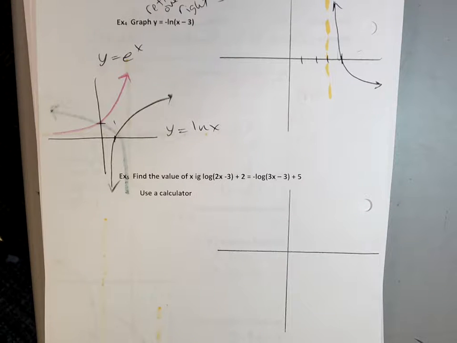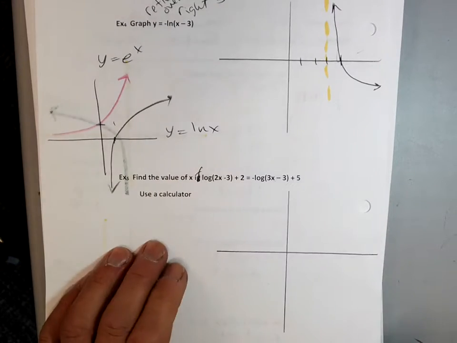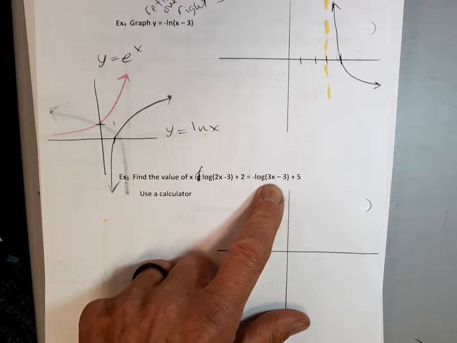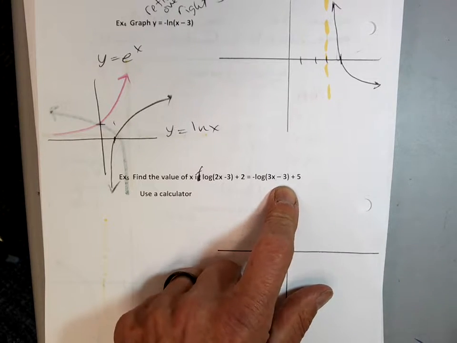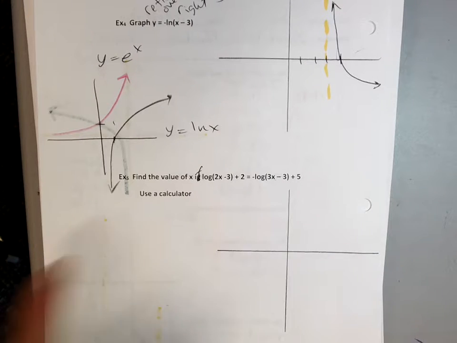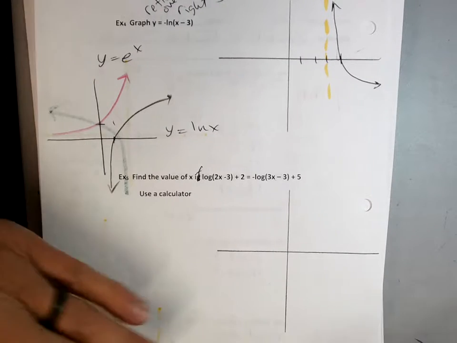Example 5. Find the value of x if log of 2x minus 3 plus 2 is equal to negative log of 3x minus 3. Okay, so this is a pretty hard problem to solve. And if you get problems you can't solve, you can always do it in the calculator. So where two functions are equal is where the graphs intersect. That makes sense, right? Where they intersect is where they're equal. So let's graph them. Let's let technology solve for us.